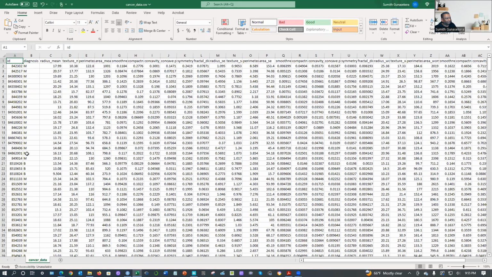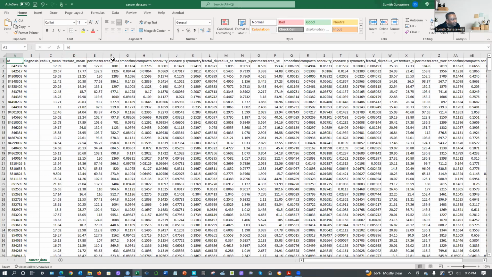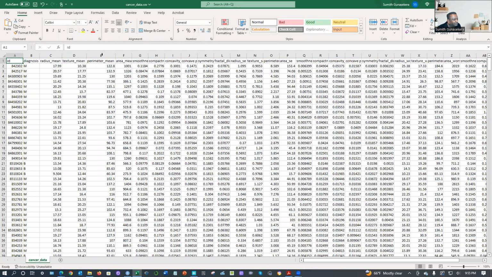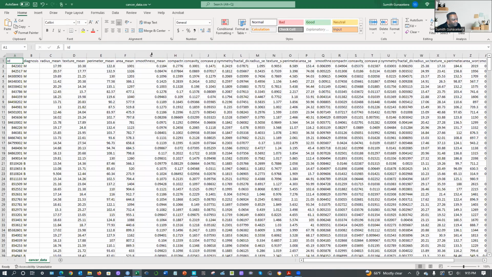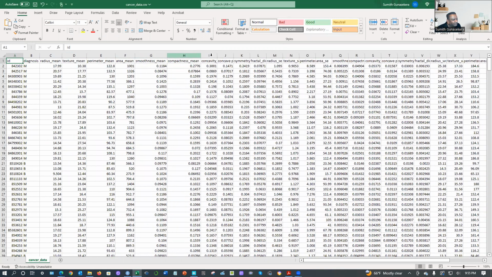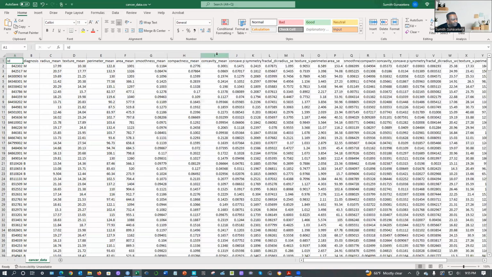Diagnosis. There are two types, malignant or benign. The mean of the perimeter, area mean, smoothness mean, concavity. So this mean: the radius mean means the radius has been measured several times for this particular patient, and we got the average.